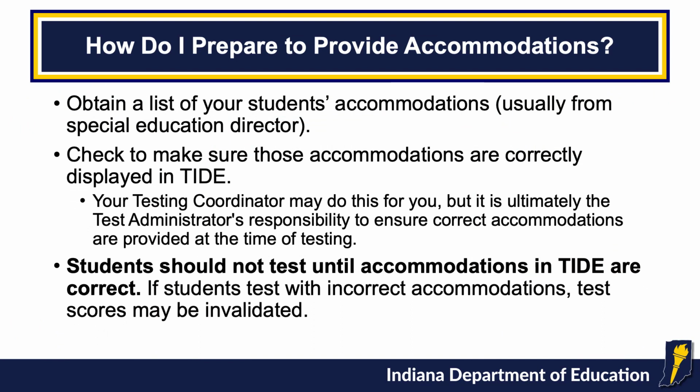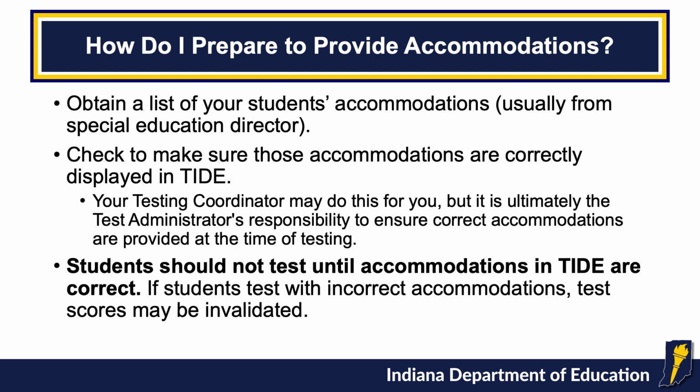You should prepare to correctly provide student accommodations during testing. First, obtain a list of your students' accommodations. You can usually get this from your special education director, your testing coordinator, or the student's special education teacher of record. Second, check to make sure those accommodations are correctly displayed and tied. Your testing coordinator may do this for you, but it is ultimately the test administrator's responsibility to ensure correct accommodations are provided at the time of testing.